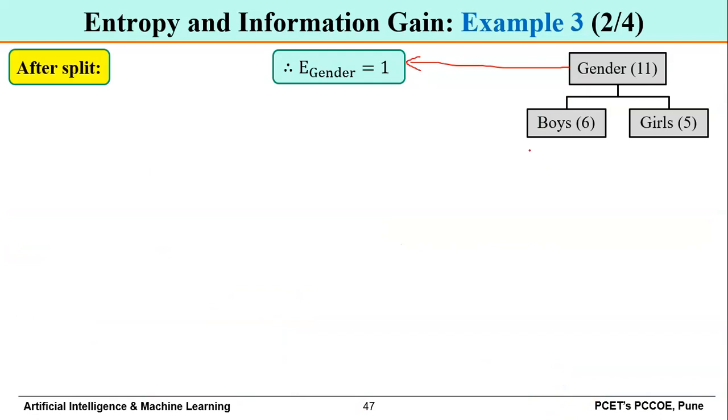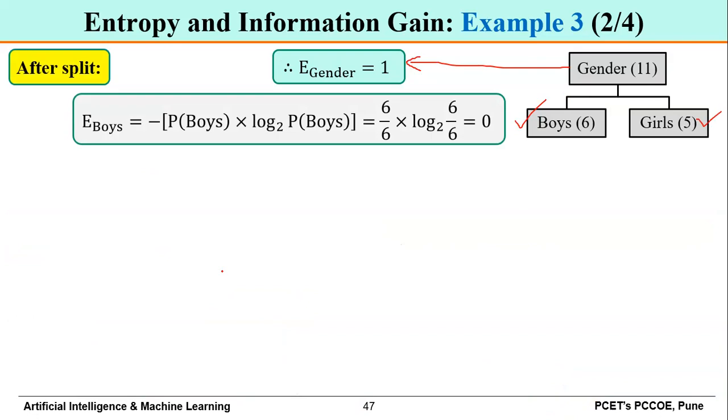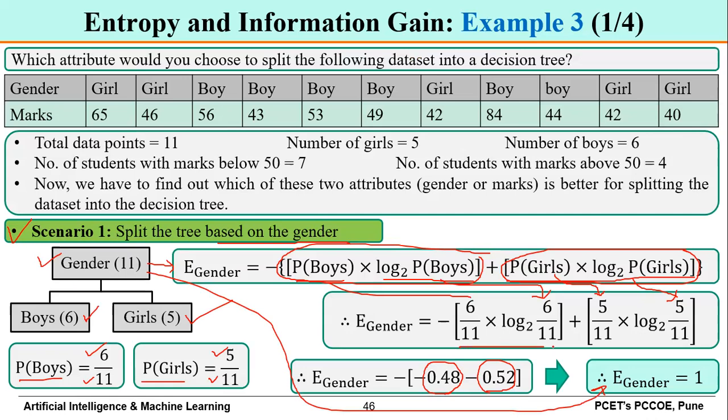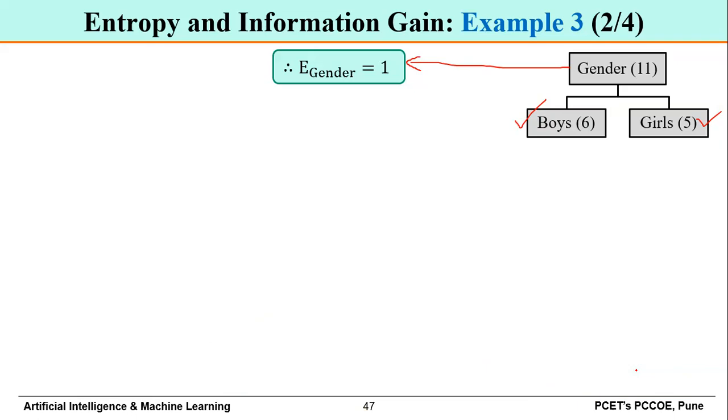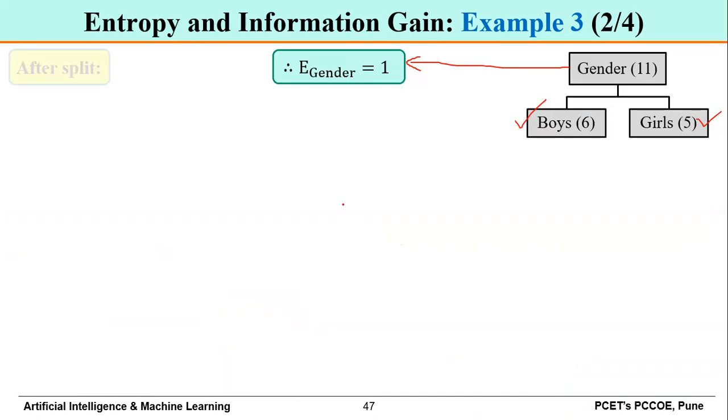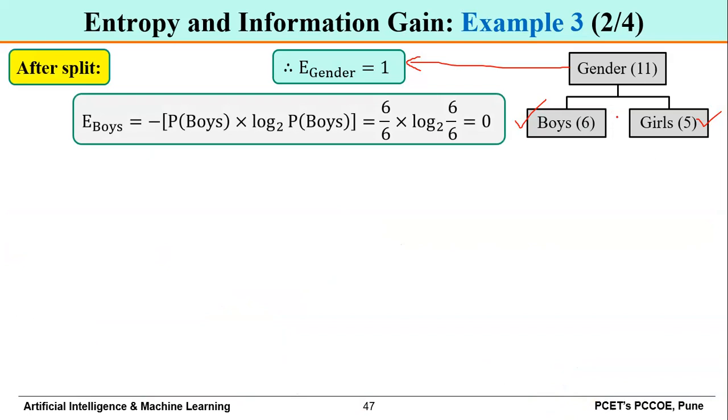Now when we split the data into boys and girls, we need to calculate the individual entropy as well, because previously whatever we calculated was a joint case, because the gender has both girls and boys. That's why we calculate the mixed type of entropy.